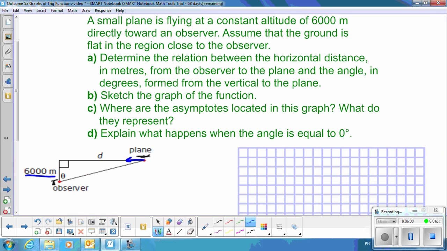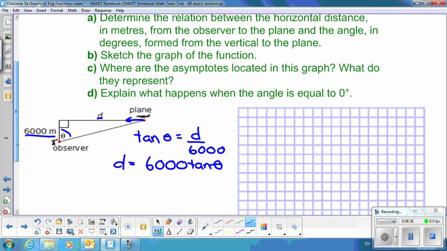Assume that the ground is flat in the region close to the observer. Determine the relation between the horizontal distance in meters from the observer to the plane and the angle in degrees. So we're looking for some relationship between this angle and this distance. Tangent will give us that relationship. The tangent of theta is equal to opposite, which in this case is d, over the adjacent, which is 6,000. So d then is equal to 6,000 tan theta. And so it's just a function of tangent. Sketch the graph of the function.